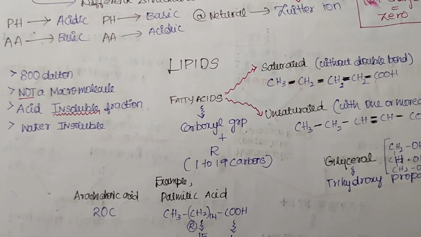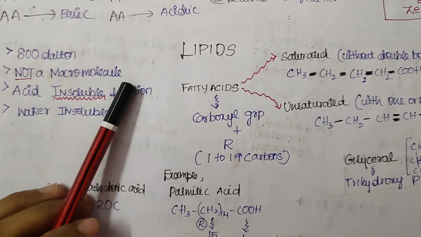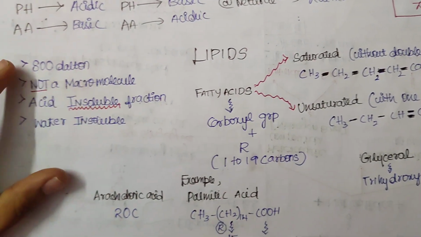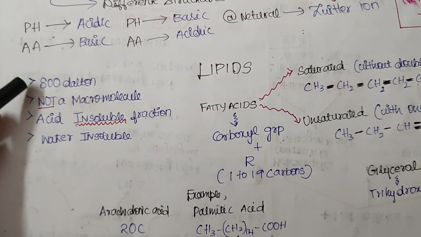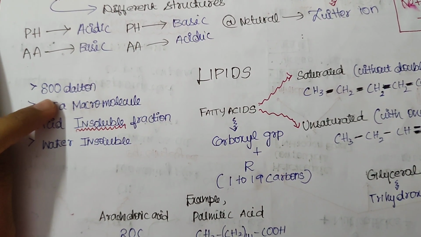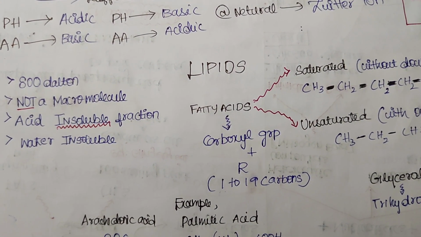Now we will talk about lipids. The general properties of lipids, we will also discuss these things later. So here I am giving the properties. These are of 800 Dalton. Okay, just remember its size. These are of 800 Dalton, but still it's not a macromolecule.